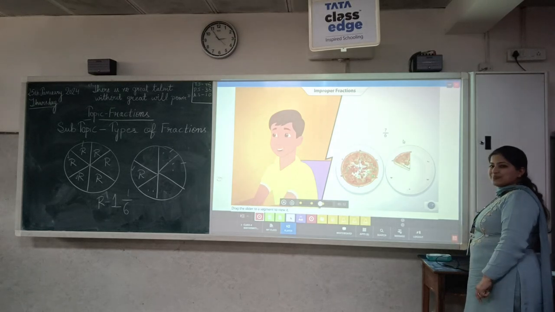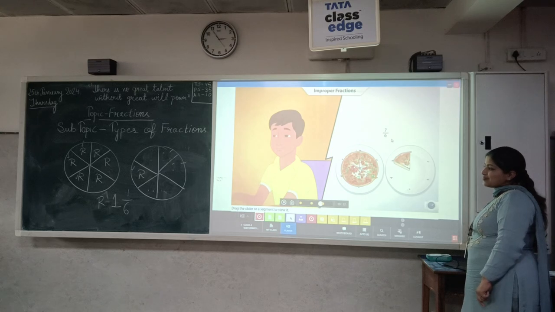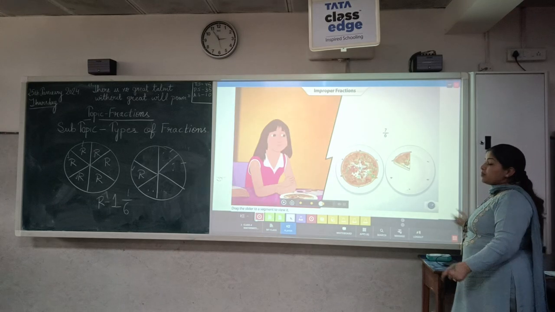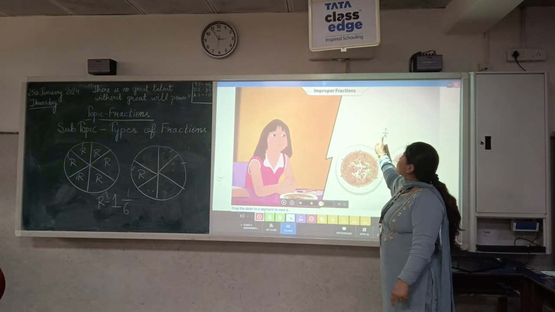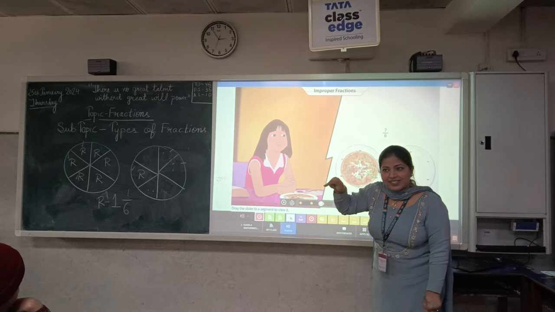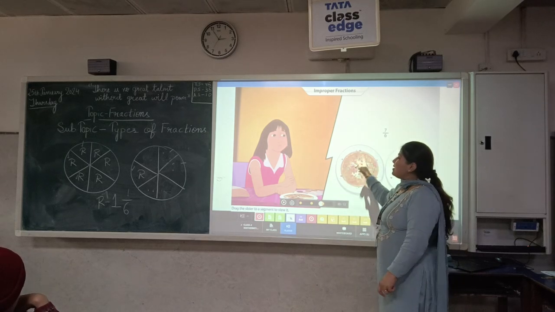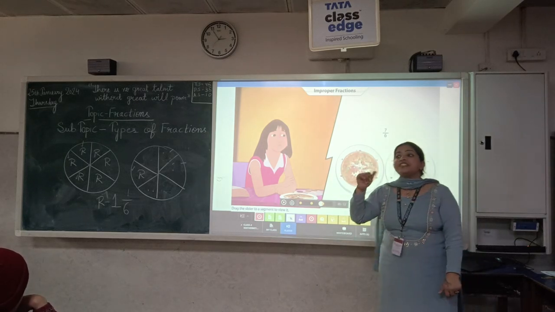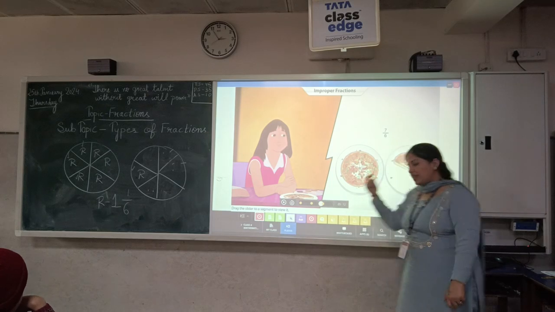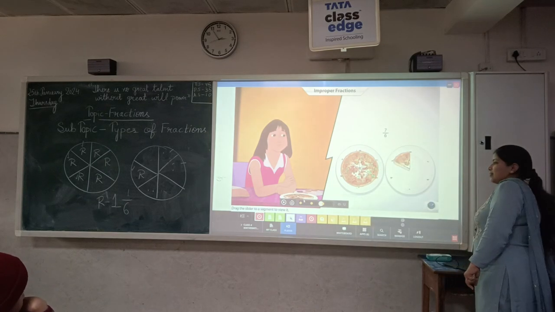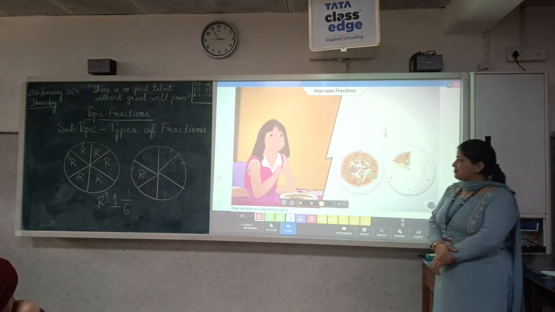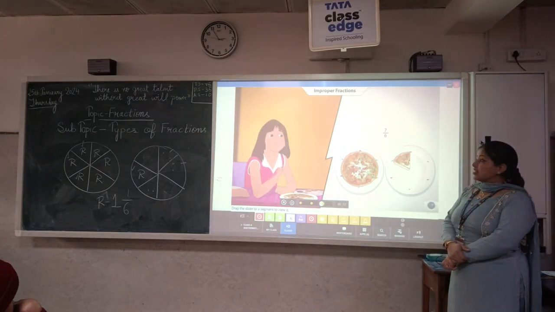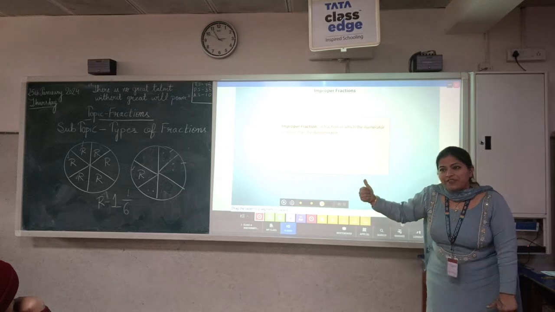As each pizza was divided into 6 equal parts, I have 7 such parts. So, total equal parts in 1 pizza is 6. That's why the denominator is 6. Okay. And 1 whole pizza has 6 pizza slices. Okay. Now, let's see. But that isn't a proper fraction. Right, mommy? But that is not a proper fraction.